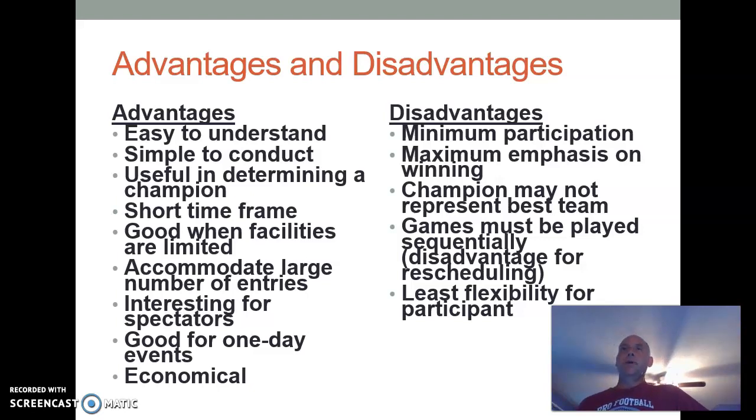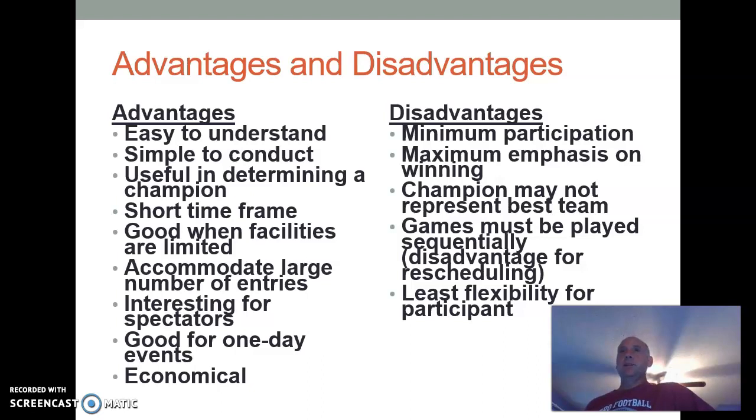Disadvantages: minimum participation. You're one and done. Participation could be one game, so that's always the downside. If participation is an important element for you, you might not get it from a single elimination tournament. What's emphasized most is winning, so competition is the big key element, and maybe that's not what the purpose of your event should be. Again, that's one of the decisions you have to make based upon the philosophy of your agency and what you're trying to accomplish.